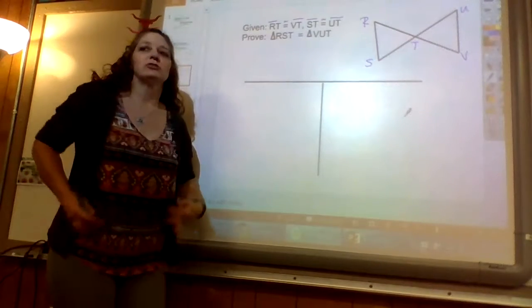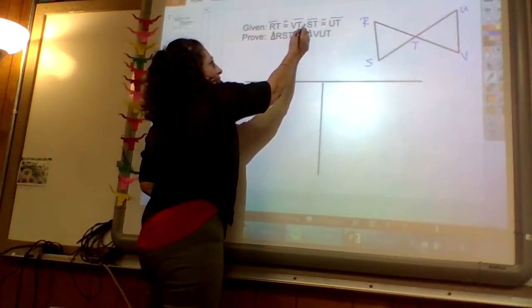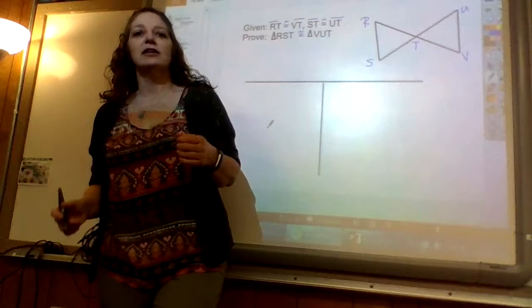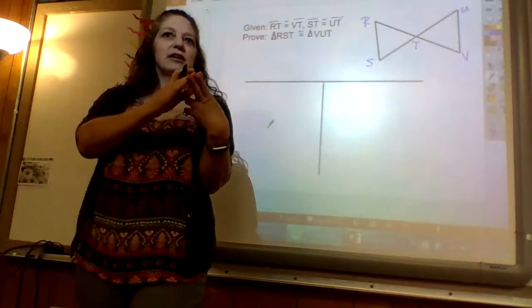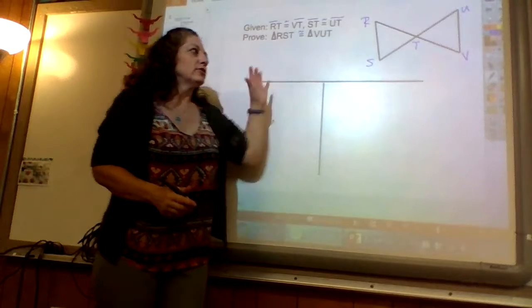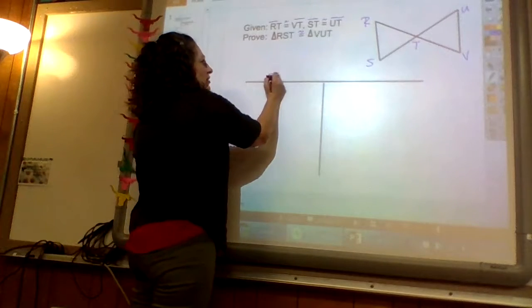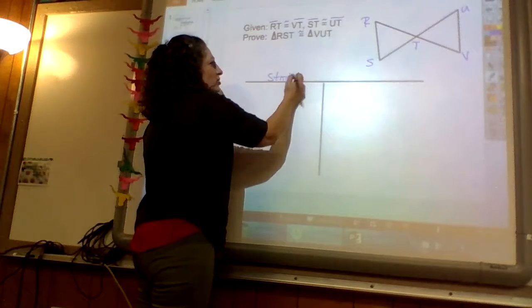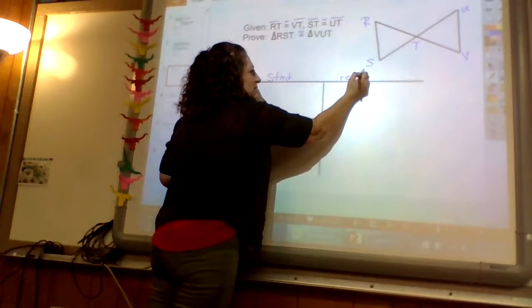Okay, so we're back to doing some proofs. I want to prove my triangles are congruent. So far, I just have the two ways to prove they're congruent: side, side, side, and side, angle, side. In the two-column proofs, let's remember we haven't done one in a while. On the left side are your statements. On the right side are your reasons.